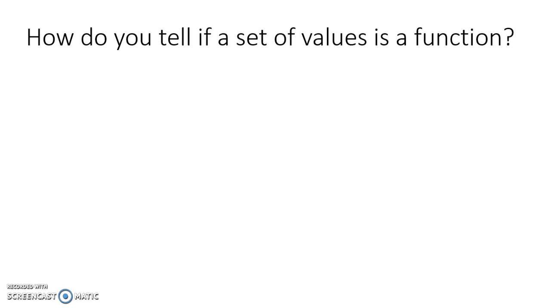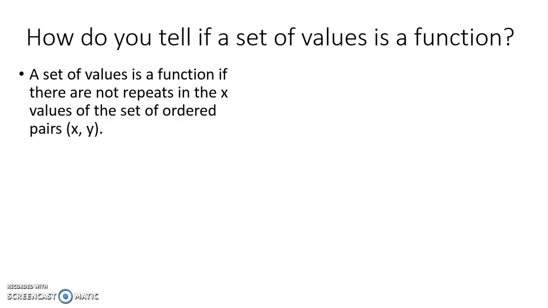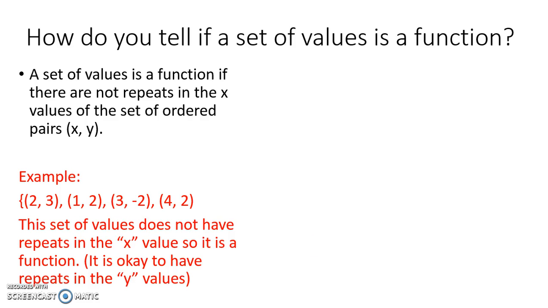How do you tell if a set of values is a function? A set of values is a function if there are no repeats in the x values of the set of ordered pairs, x, y. So here's an example. So we got (2, 3), (1, 2), (3, -2), and (4, 2). You notice the set of values does not have a repeat in the x value. Remember, the x is always the first number in the ordered pair, so it is a function. And it's okay if you have a repeat in the y values.